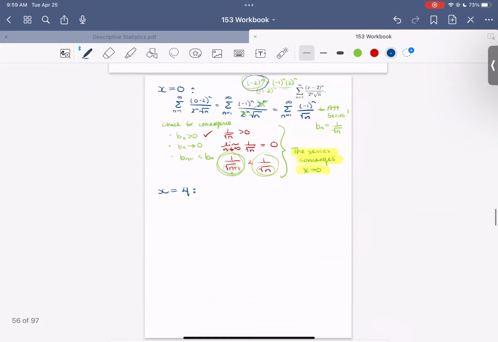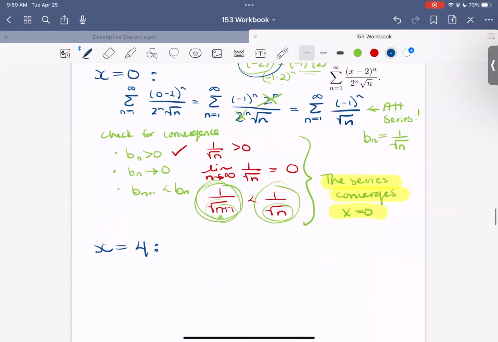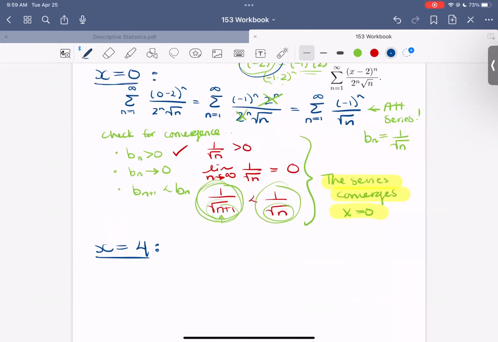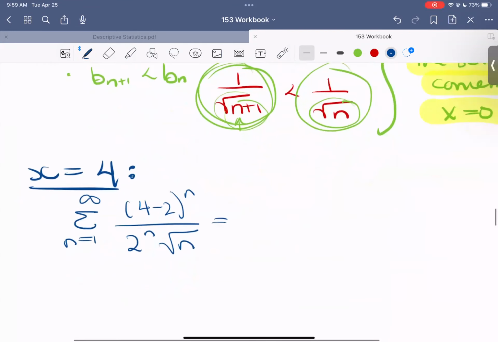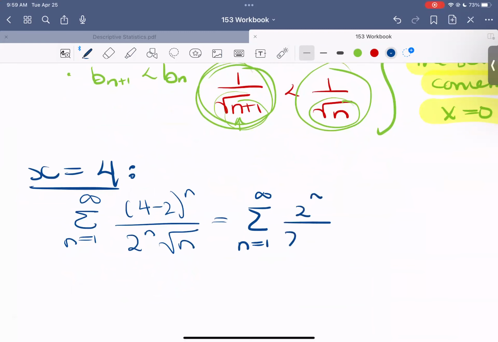So when x equals 4, let's consider what that series is going to look like. So I have it up here on my page. So we can just plug in 4. So the sum n equals 1 to infinity of (4 minus 2) to the n over 2 to the n square root of n. So let's go ahead and just work that out, simplify a little bit. So we get n equals 1 to infinity. Now the numerator 4 minus 2 is just 2. So we get 2 to the n over 2 to the n root n.